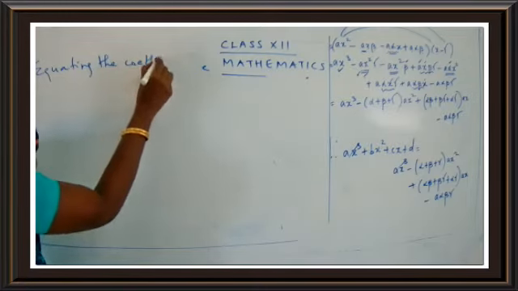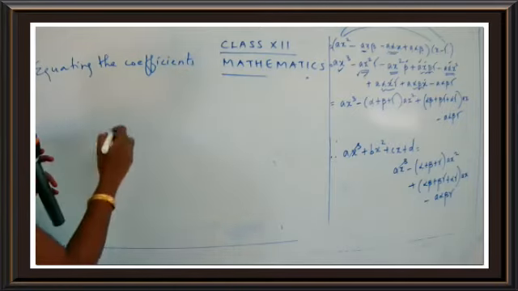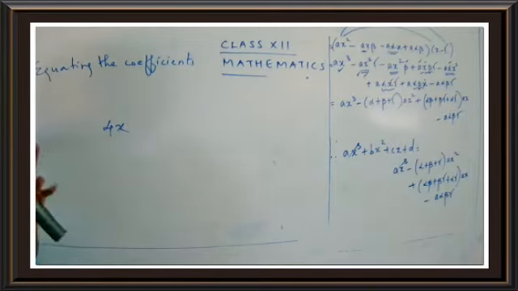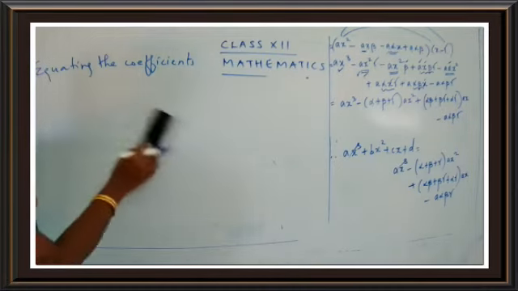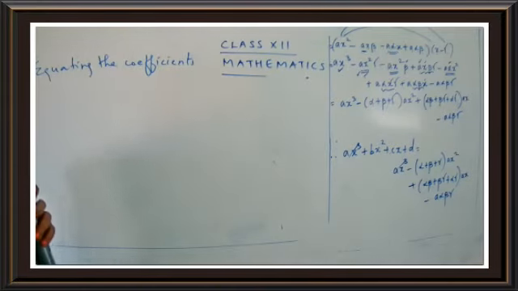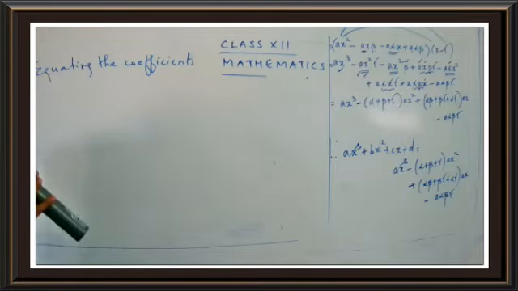Equating the coefficients. Coefficients means, I have already told you the meaning of coefficients. If you have a term, the number part is called the coefficient. The numerical value is called the coefficient along with the sign. If it's positive, it will be a positive number. If you have a negative number, you have to take the negative number. Okay, so equating the coefficients.